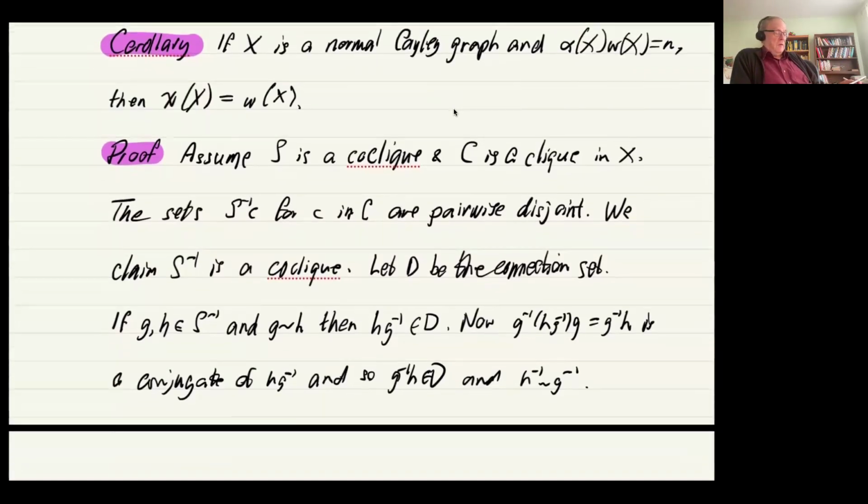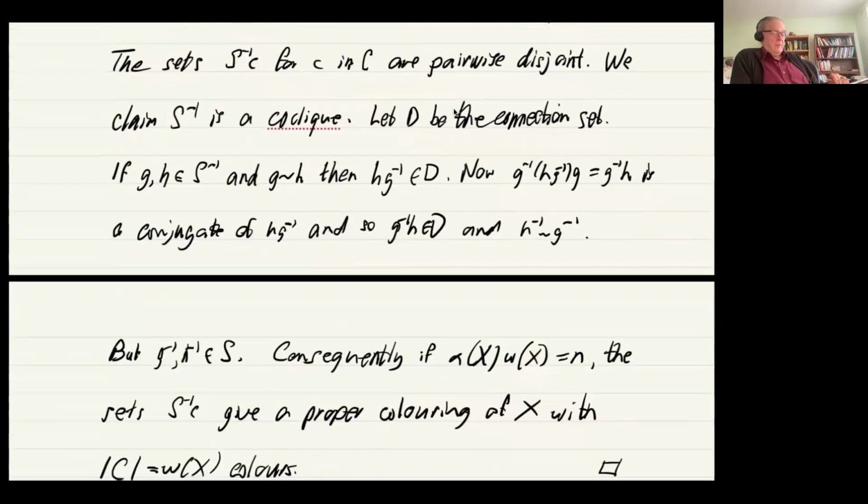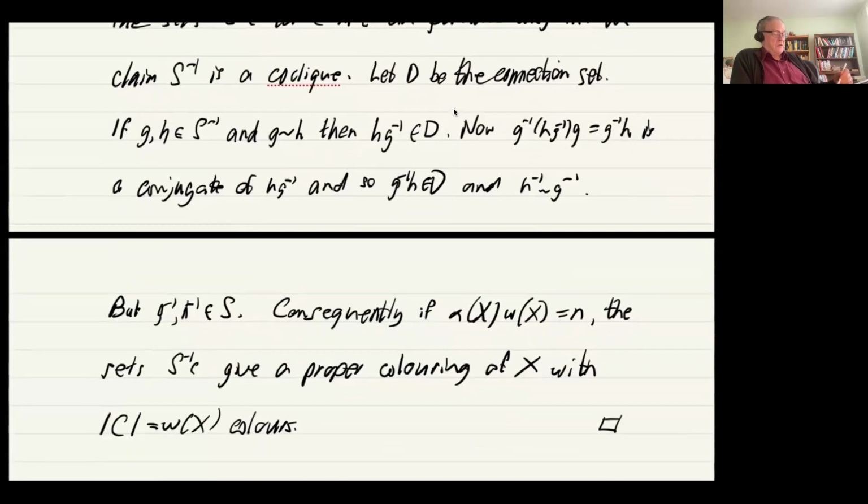Okay, so I was using D for the connection set. If G and H are in S inverse and G are adjacent, then HG inverse is in D. Now I'm taking a conjugate of that, conjugating it by G, and I get G inverse H. So it's a conjugate of HG inverse, and so that is in D. That implies that H inverse is adjacent to G inverse. So that gives us a contradiction, and we conclude that if equality holds, then the sets S inverse C give a proper coloring.